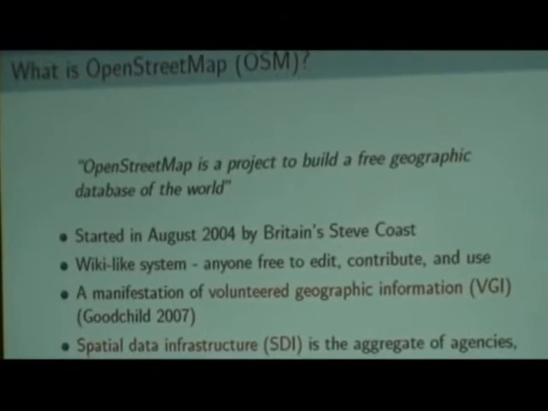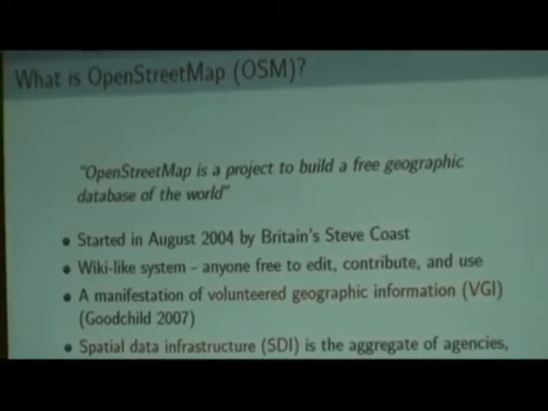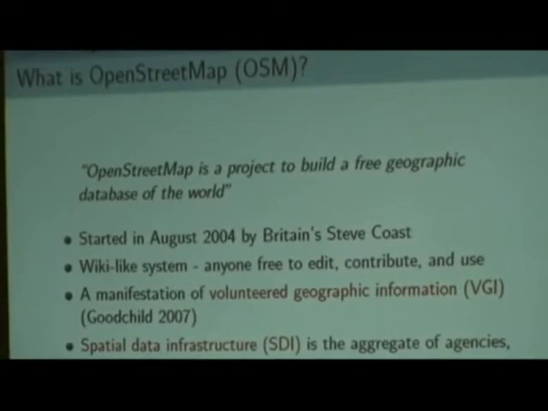So OpenStreetMap is a project to build a free geographic database of the world. It was started in August 2004 by a British programmer by the name of Steve Coast, who actually works for Microsoft now for Bing Maps, their mapping outlet. And it's a wiki-like system that anyone's free to edit, contribute, and use.